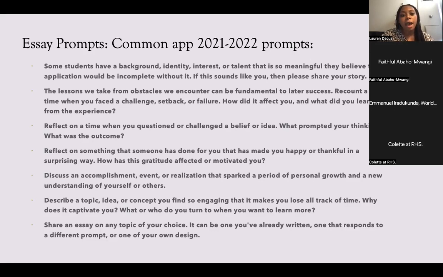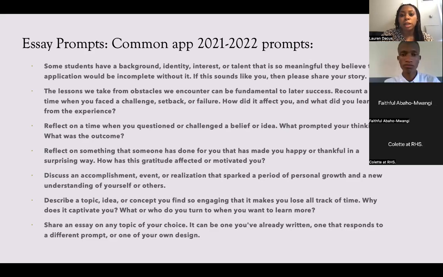Some students have a background, identity, interest, or talent that is meaningful. They believe their application would be incomplete without. If this sounds like you, then please share your story. The next prompt, the lessons we take from obstacles we encounter can be fundamental to later success. Recount a time when you faced a challenge, a setback, or failure. How did it affect you and what did you learn from this experience?